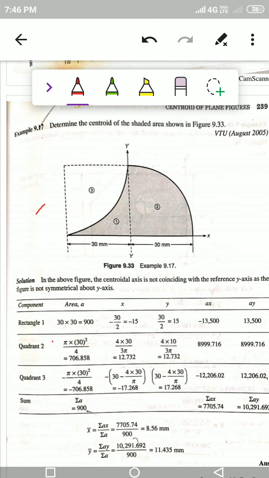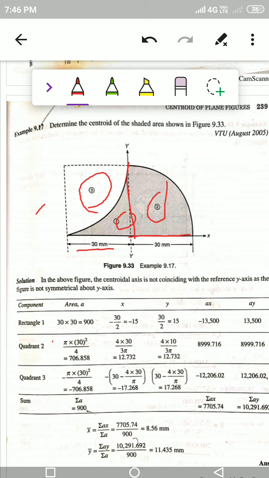Shape 1 is a rectangle, or a square, of size 30 mm by 30 mm. This 30 mm is nothing but the radius of a quarter circle. If it is 30 mm here, this is also 30 mm, so the radius is the same for the entire circle. So geometrical figure 1 is the rectangle, geometrical figure 2 is the shaded quarter circle, and geometrical figure 3 is the hollow quarter circle.